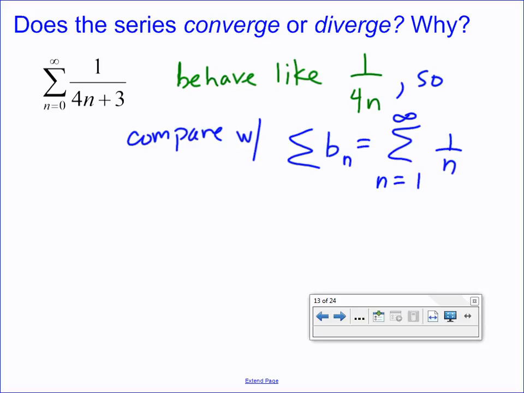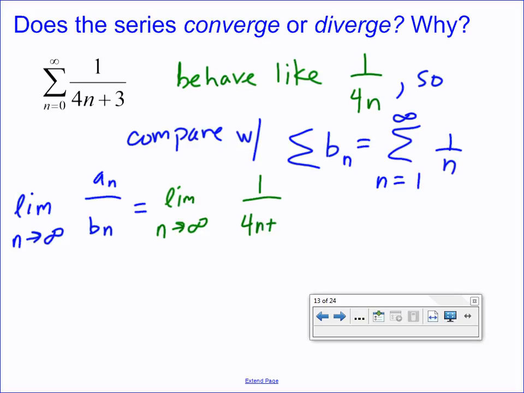So what's the limit comparison test? I consider the limit as n goes to infinity of my new one over my comparison series. For us, that would be my new one, 1 over 4n plus 3, divided by 1 over n. Well, that's the same as multiplied by n over 1. Yes? So I get the limit as n goes to infinity of n over 4n plus 3.